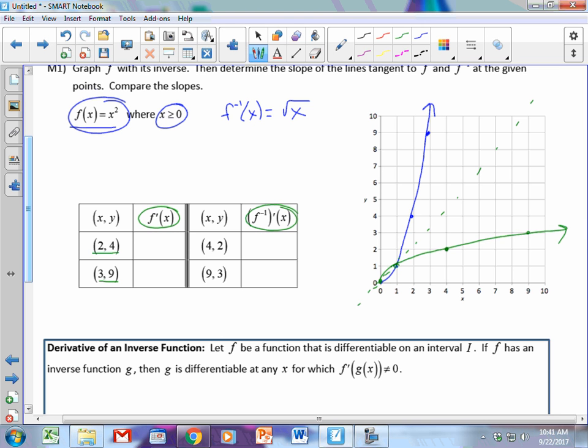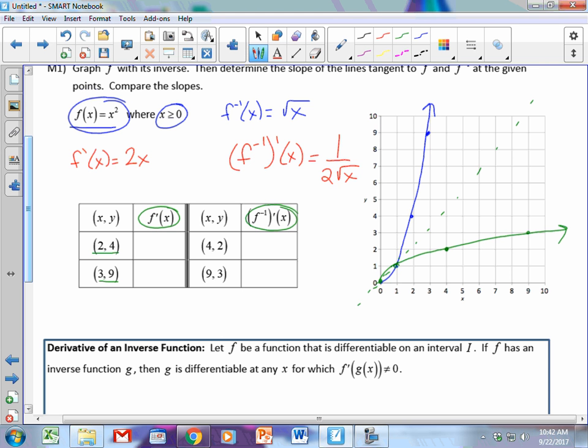So probably what I should do is find the derivative of f, which is what? 2x. And I also need to find the derivative of the inverse function. And here's the notation for that. 1 over 2 root x. I'm so glad we can jump into that and just be done with it, right? Everybody's okay with that? Okay, we're in Cal 2 now. Everybody's good, yeah?